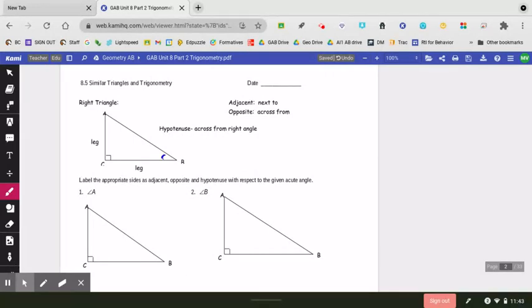Now, when we're talking about trigonometry, there's a couple important words. In our right triangle, the two sides that create the right angle are our legs, and the side across from the right angle is our hypotenuse. That never changes. When we're talking about trigonometry, though, we need to have a reference angle. Our reference angle can be either of the acute angles. It is never the right angle.